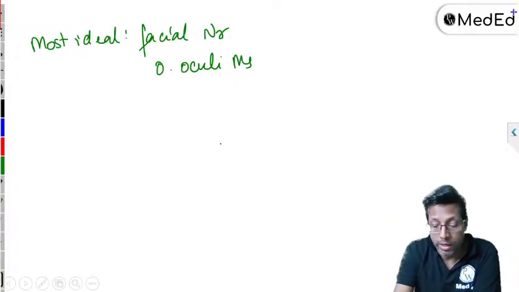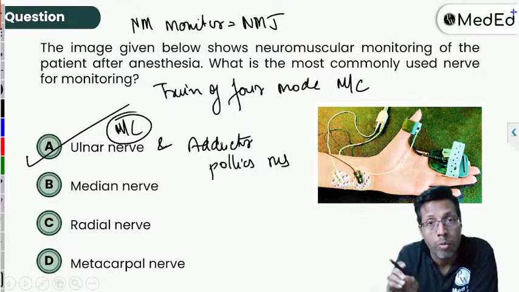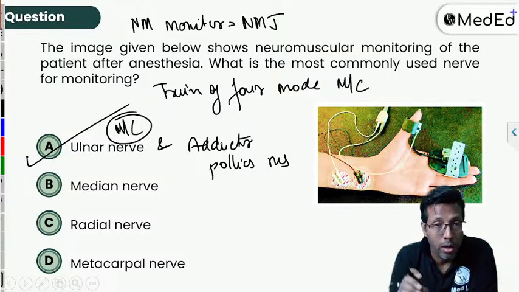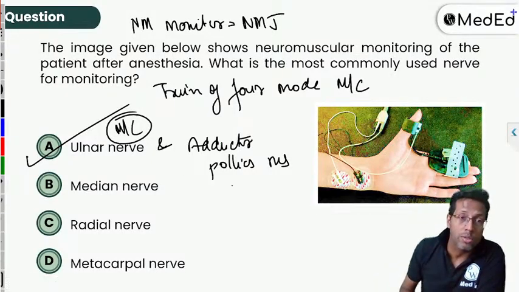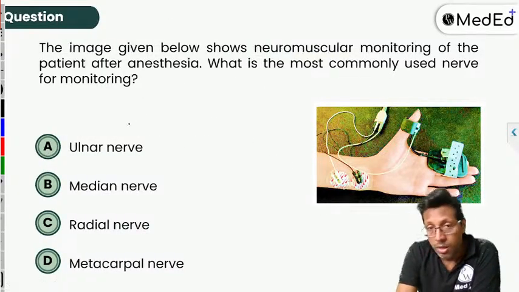Correct. So that is regarding the neuromuscular monitor, which monitors the neuromuscular junction. The most common mode is train of 4. The most common nerve that you use is the ulnar nerve and the adductor pollicis muscle. All right, so this is the most common. Clear?